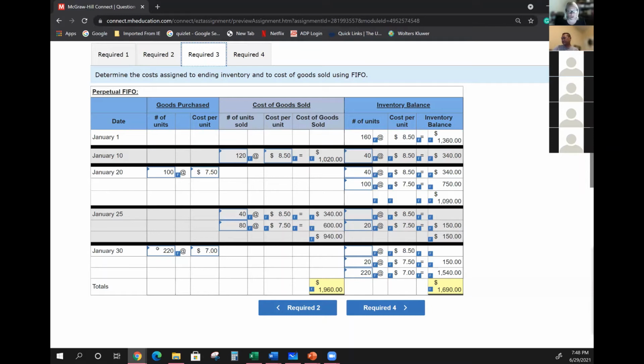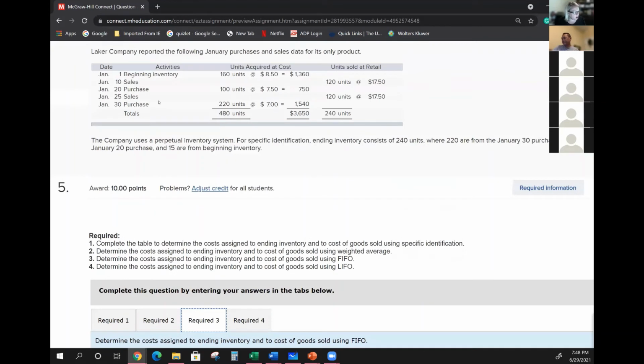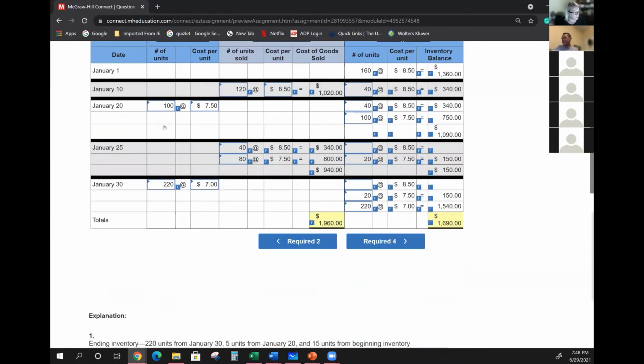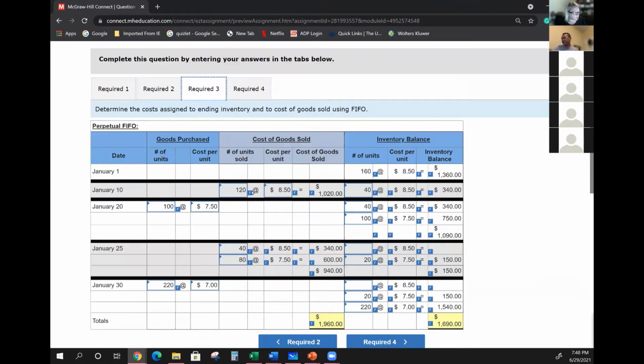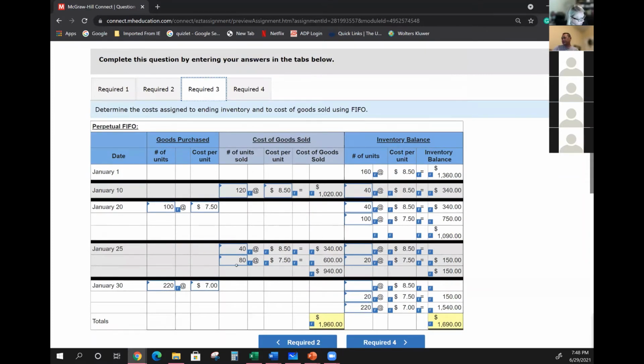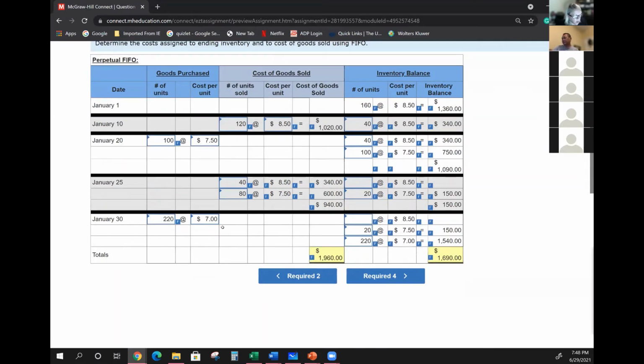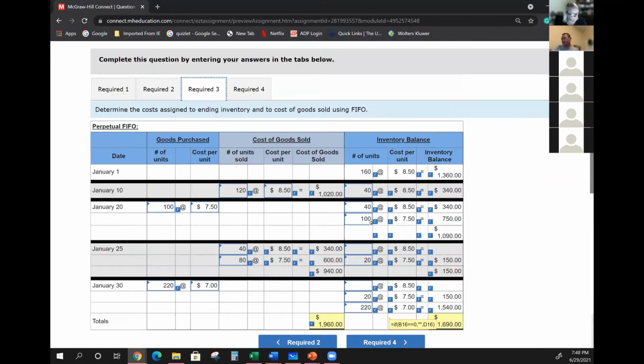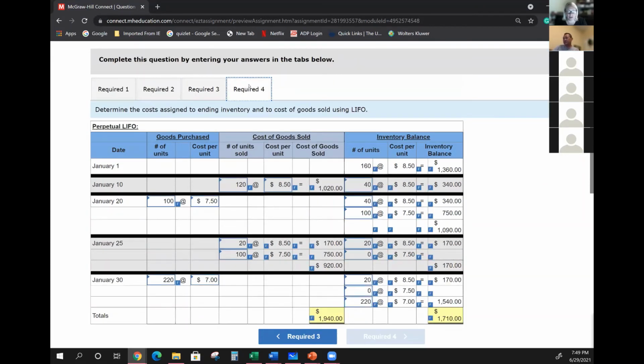So I purchased 220 at $7. The last part says you have 120 units that were sold. Oh, I already did that. So in the end, I have 20 left from the purchase I made on January 20th, and I have the whole batch left from January 30th, which is 220. We're going to do the reverse of that for LIFO.